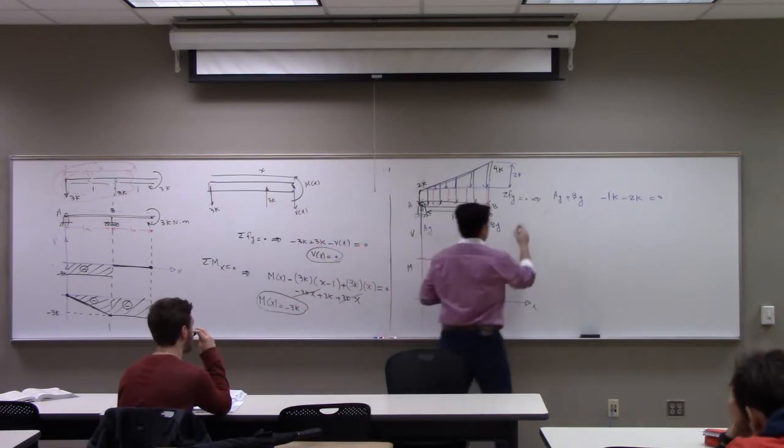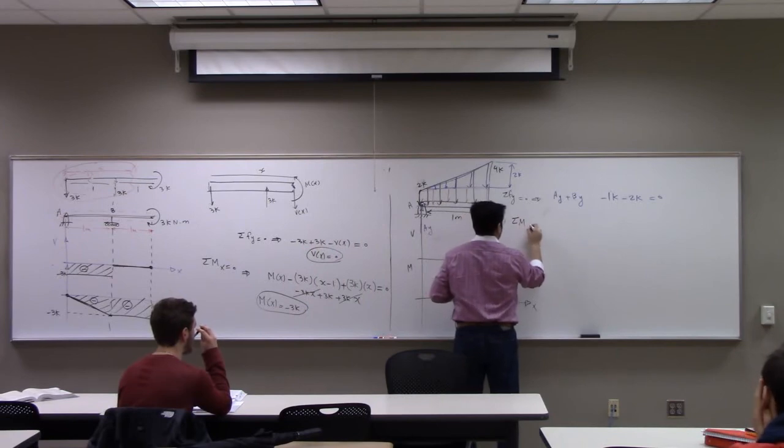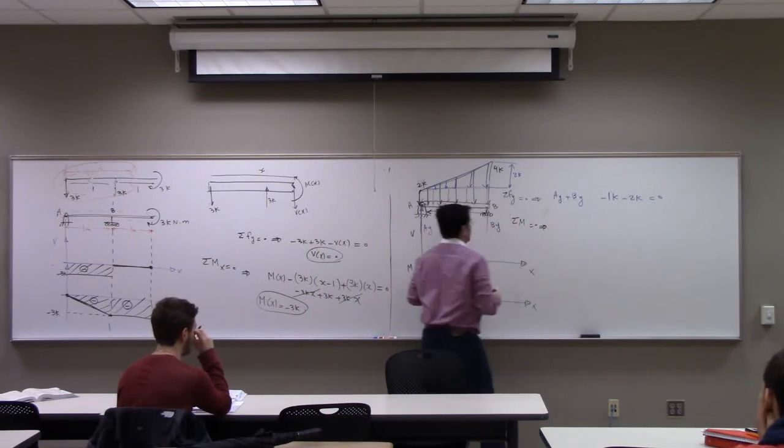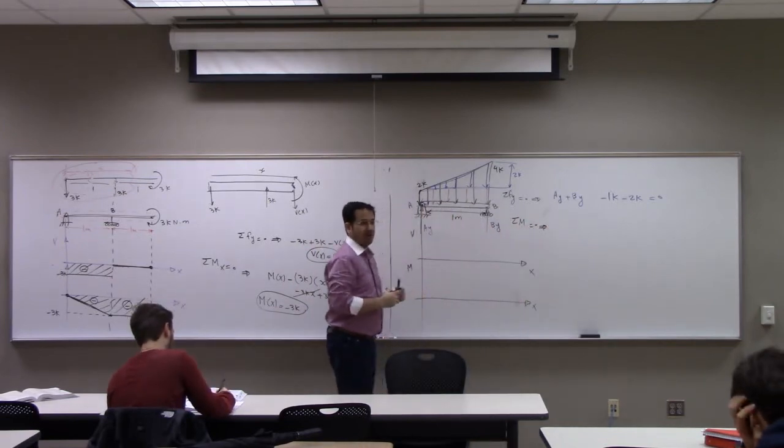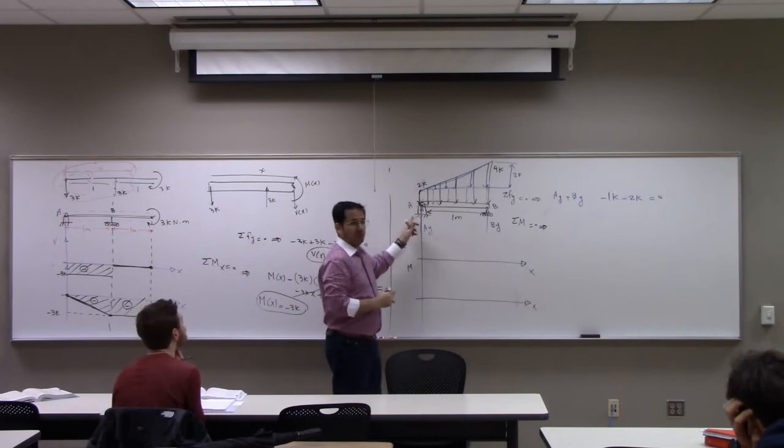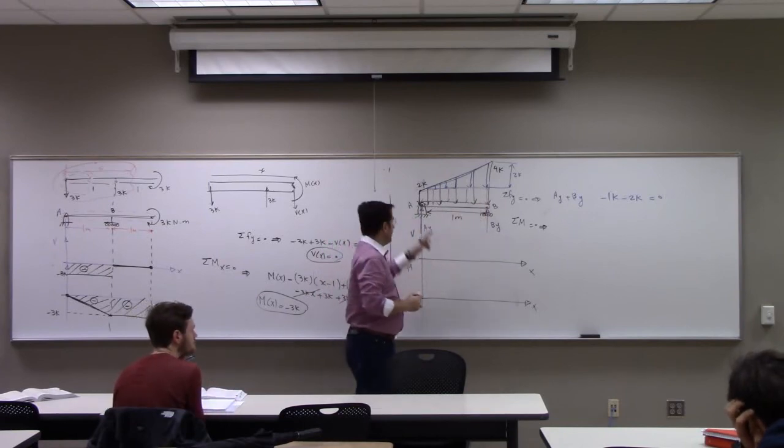And now the moment equation. Summation of moment at any point is 0. What point should I take? It doesn't really matter because with each one, you eliminate just one unknown, right? I'll take A.